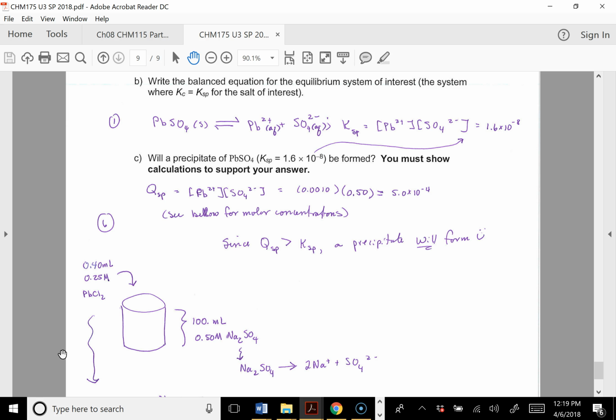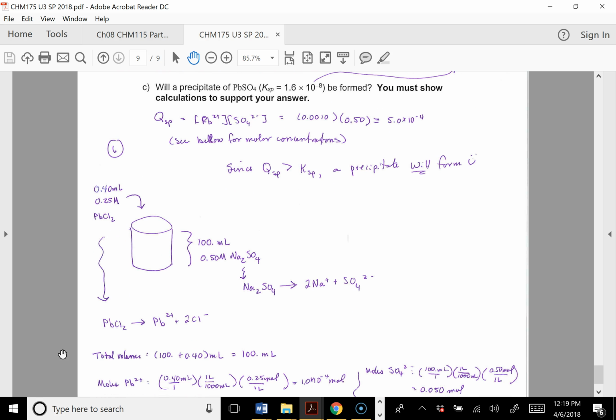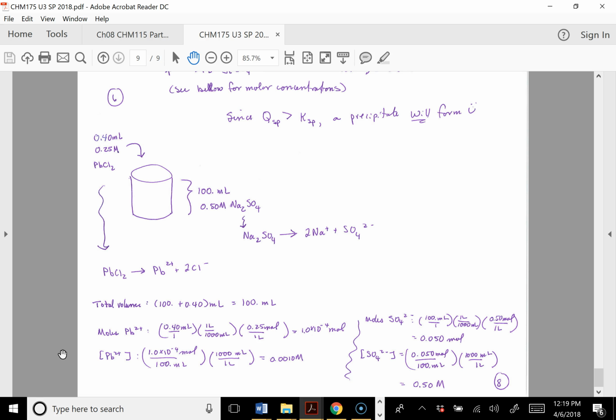Well, you had to come up with the molar concentrations of your lead-2 from your lead-2 chloride, and I showed that down here. It's weird to have just such a small volume, 0.4 milliliters. I came up with the moles of lead-2, 1 times 10 to the minus 4th, and divided those moles by the total volume. Up here, you can see where I calculated total volume. We had 100 milliliters of one and 0.4 milliliters of the other. And remember, since we're adding, we have to round according to decimals. You have 0 decimals and 2 decimals, so I get 0 decimals.